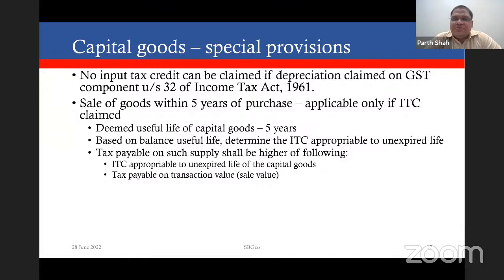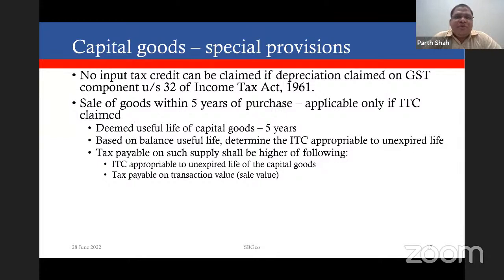What does this condition say? It says that any capital goods once purchased shall be deemed to have a useful life of 5 years. And if the capital goods are sold within 5 years, the unexpired or undepreciated input tax credit claim shall be the minimum amount which is payable on the sale of such capital goods. Okay, let's say I have taken ITC of 1 lakh rupees on a capital goods. After 2.5 years, once the asset reaches mid life, I decide to sell it for some amount. The provision says that the minimum tax liability which is payable should be rupees 50,000.